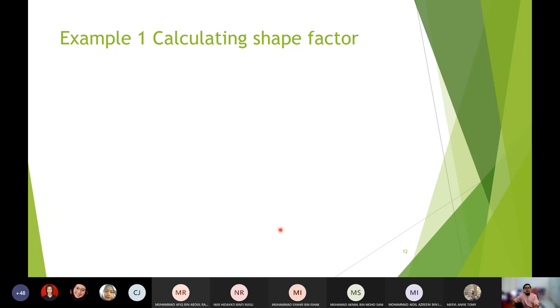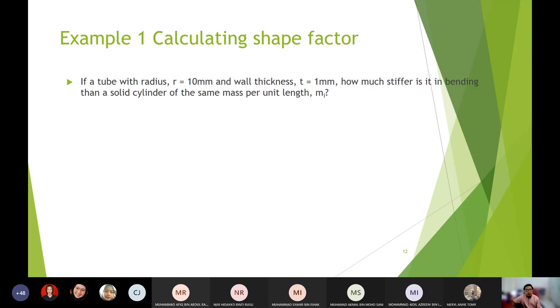So this is an example of calculating shape factor. I give you about 10 minutes. Here is the question: if a tube with radius R equal to 10 mm and wall thickness t, how much stiffer is it in bending than a solid cylinder of the same mass per unit length?